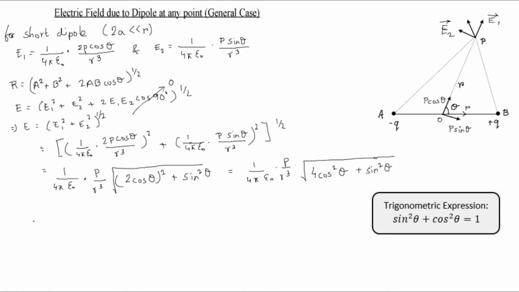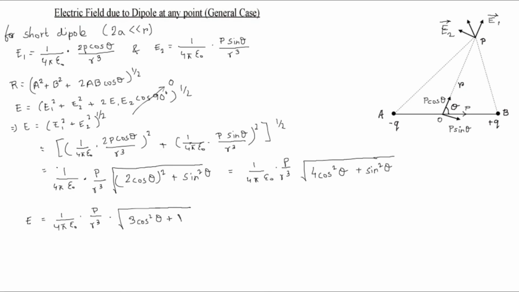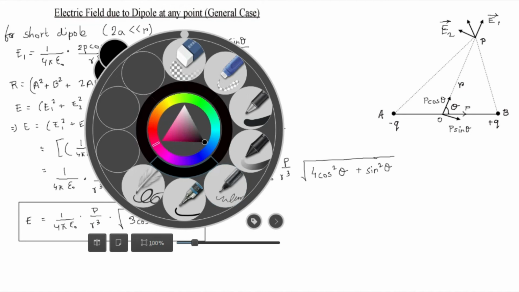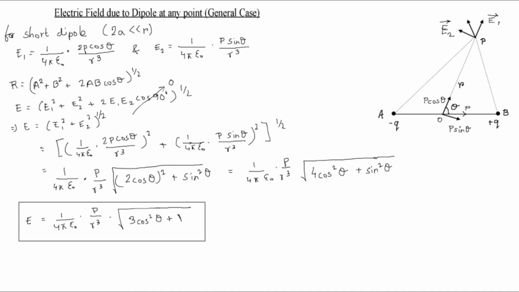So we know cos square theta plus sine square theta is equal to 1, so we can write the final value as 1 by 4 pi epsilon naught, p by r cube remains the same, under root 3 cos square theta plus 1, where sine square theta plus cos square theta becomes 1, and we are left with this. So this is the final expression for the magnitude of the electric field at any generalized position, any point other than the equatorial position or the axial position.